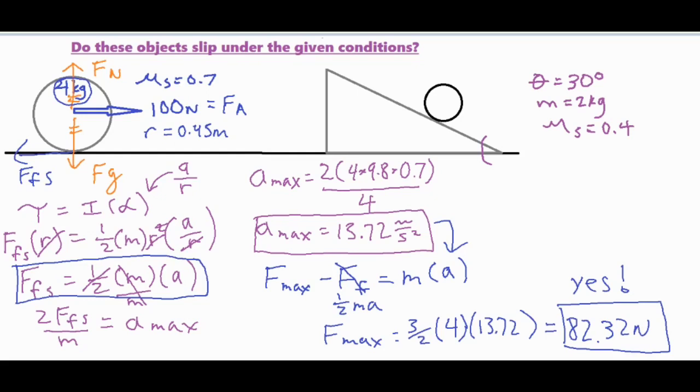and then obviously 100 newtons exceeds that number. Now, for our second problem, it has a lot of very similar concepts, but it's going to be a little bit different because it's an object that's rolling down an incline.